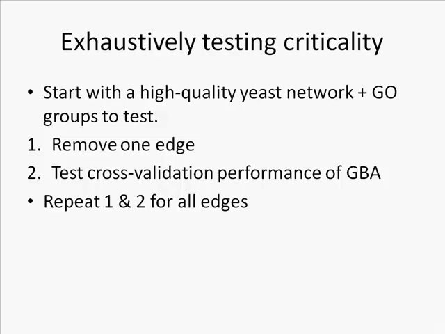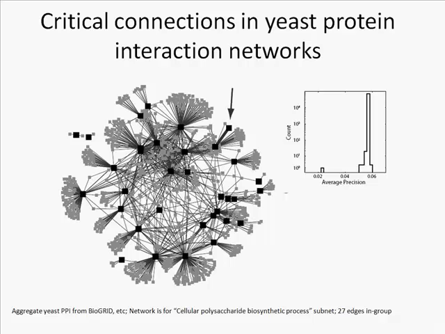And you do this by removing one edge, doing the entire experiment on all the Go groups on that new network that's missing one edge, and seeing how your performance changes for all those Go groups. Then you do it again for the next edge. This network has about 72,000 edges, so we're testing 72,000 different networks across 1,000 different Go groups.